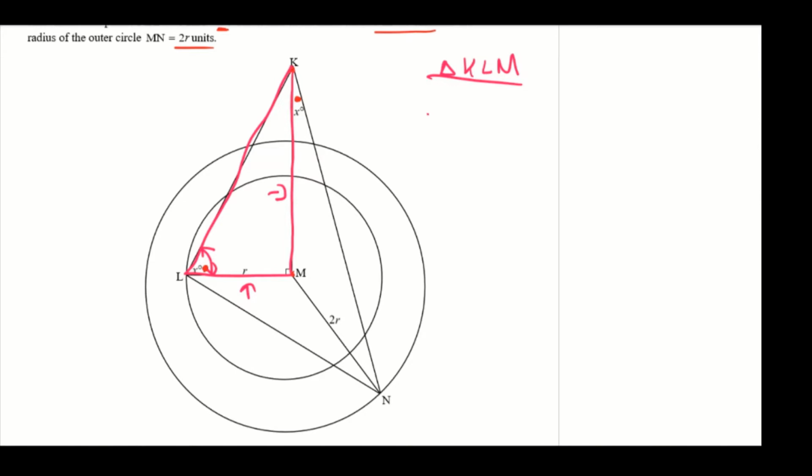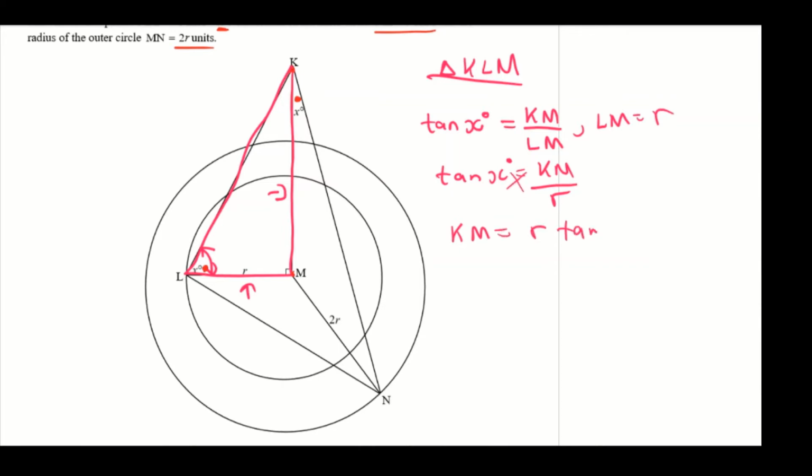So we're going to say tan of x degrees is equal to opposite, which is KM, over adjacent, which is LM, but LM we know is equal to r. So tan of x degrees is equal to KM over r. To write KM, we cross multiply: KM is equal to r tan x degrees. So this would be expression 1.